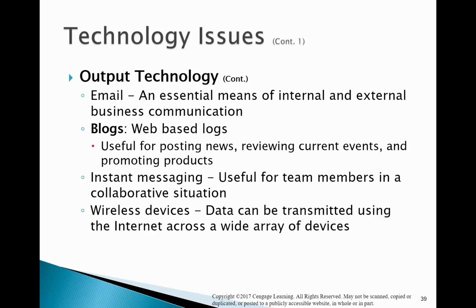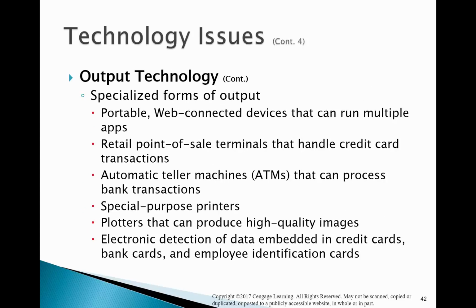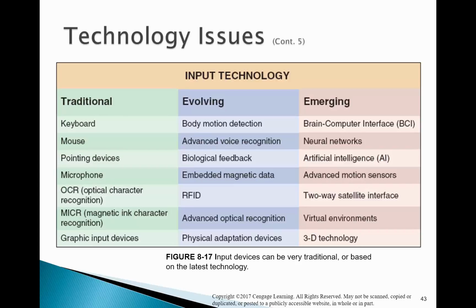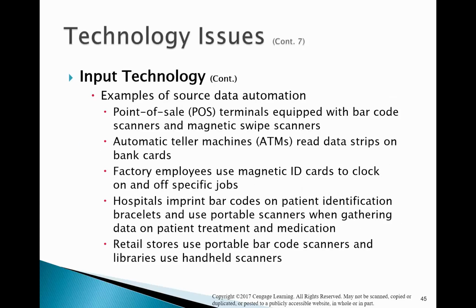Output technology I've talked about already. Again, know where it's going before you send it. Output technology is more specialized. Input technology: how is information coming in? Again, we began this class talking about input, process, output. So the keyboard, OCR, and microphones are different ways of getting stuff in. You can batch input, that can input stuff automatically, and then you can work from there.